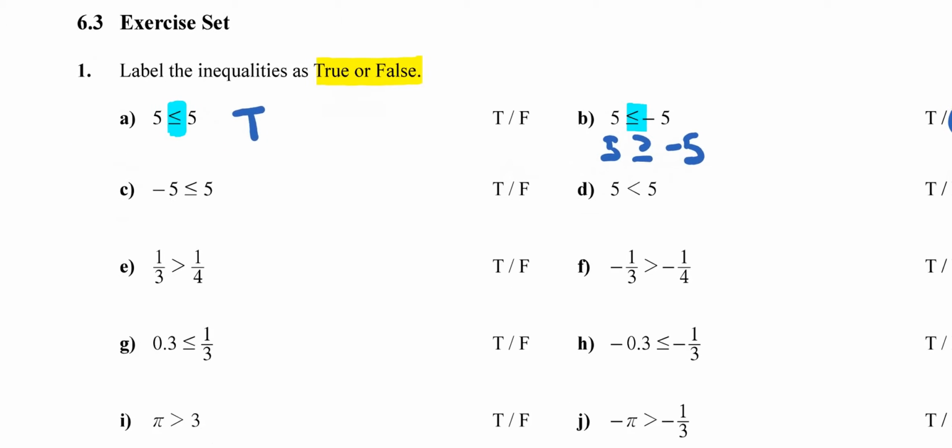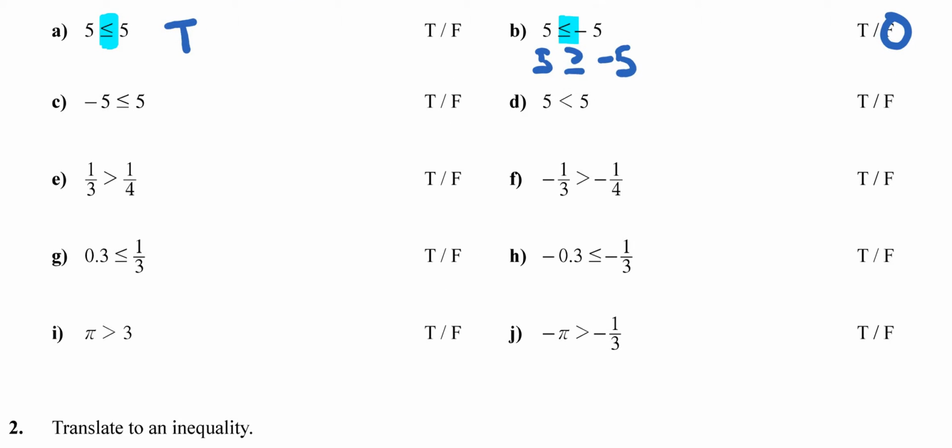Okay, moving on to letter C here. Is negative 5 less than or equal to 5? It sure is. Negative 5 is definitely smaller than 5. So this one is true.